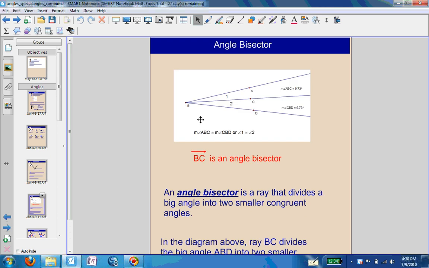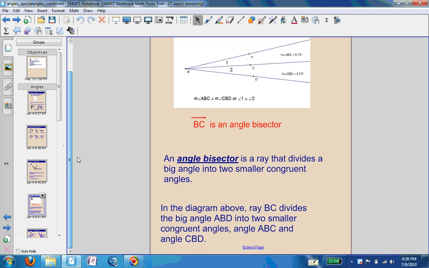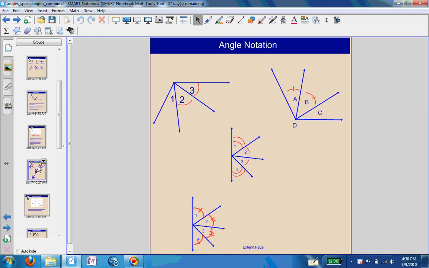An angle bisector is a ray that cuts a big angle into 2 smaller angles that are congruent. In this case, ray BC divides angle ABD into 2 smaller angles, angle 1 and angle 2, that are both 9.73 degrees. And here you can see the proper notation to show that these 2 smaller angles are congruent to each other. And you can refer to them by letters or numbers.